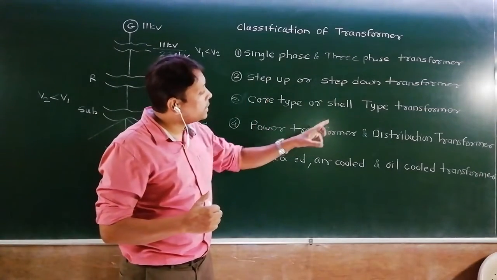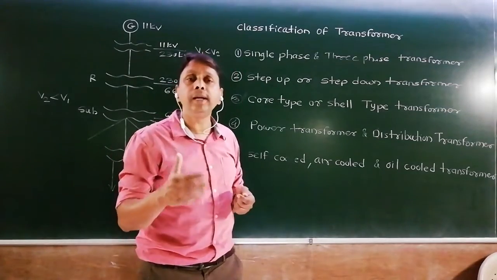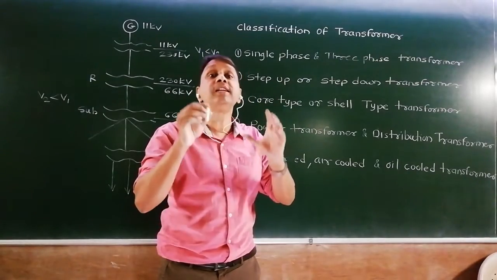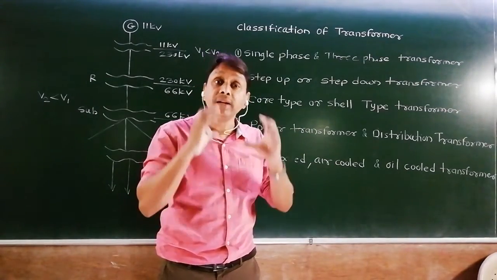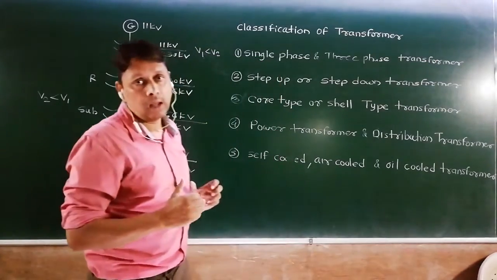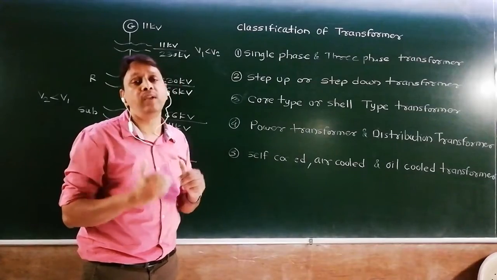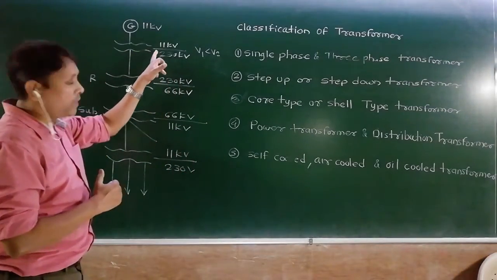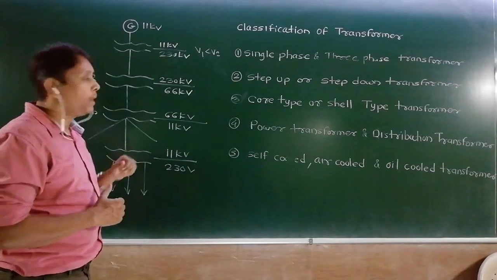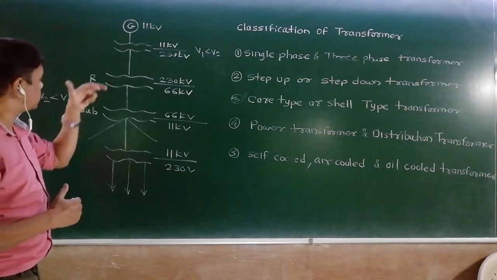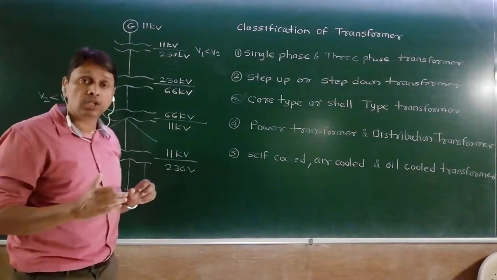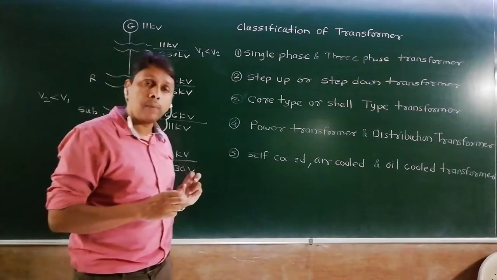Then power transformer and distribution transformer. A motor has a rating of 25 kilowatt, 10 kilowatt, 5 kilowatt. Like that, the transformer rating is measured in kVA. The capacity of a transformer is measured in kVA. Transformers having a rating of more than 200 kVA are used in generating stations, receiving stations, and substations, for stepping up and stepping down transmission voltage, and are called power transformers. Getting what I am saying?